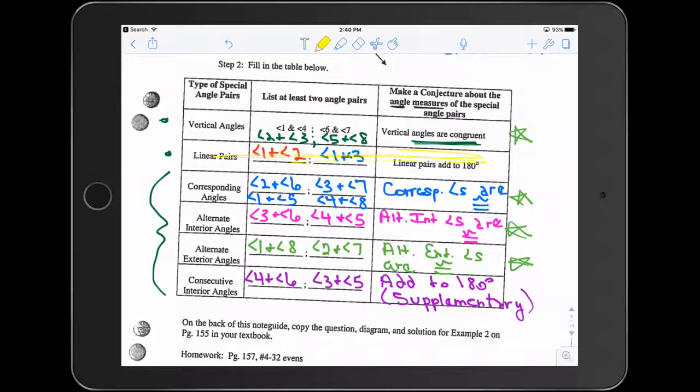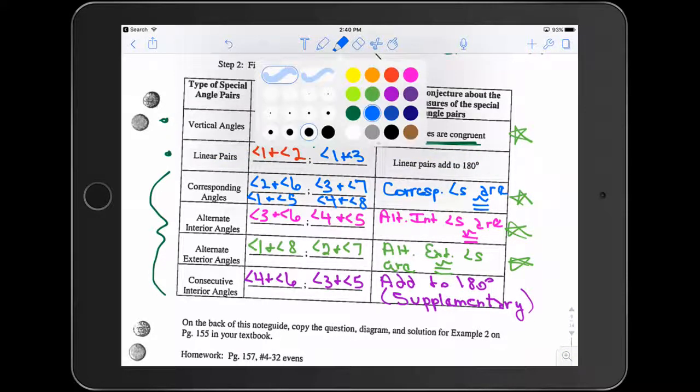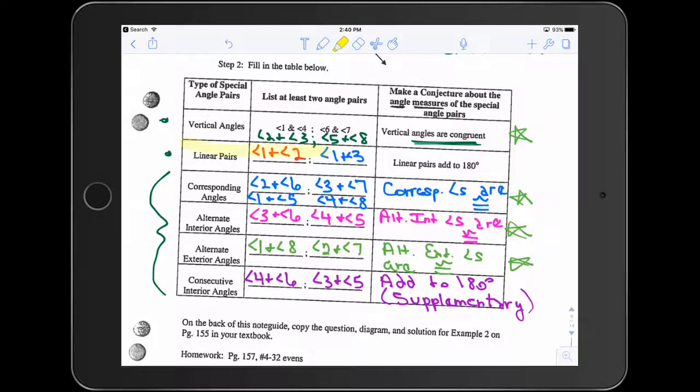this one right here. Ooh, that's not highlighting. That's just writing right over it. Sorry, people. Is it this one that highlights? Except for this one right here. This is, of course, a linear pair, which adds up to 180 degrees, which means they're supplements of each other, and also consecutive interiors. Otherwise, they are all congruent angles, as long as there's some sort of pattern in them.